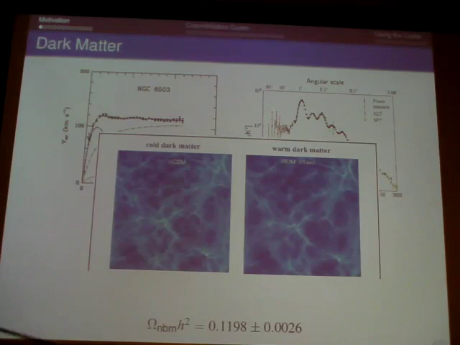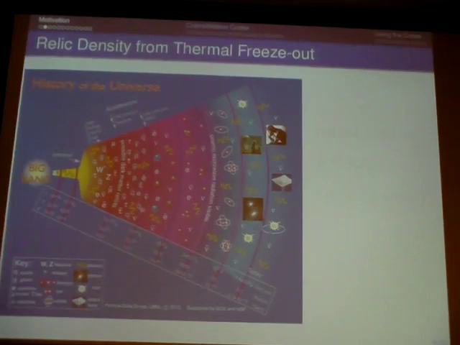This is the number that's reported in the PDG, so it's known to a good accuracy now. This relic density of the dark matter is commonly assumed to result from thermal freeze-out. It's often called the WIMP miracle, or the WIMP paradigm. And so I'll talk about that just a little bit.